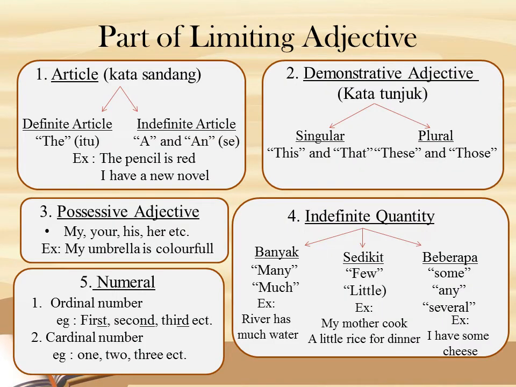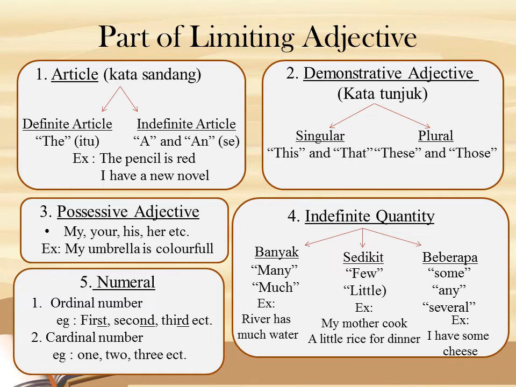Okay, next we learn about the parts of limiting adjectives. The first is article. There are only three articles and all of them are adjectives. They are the first, definite article, the, and the second, indefinite articles, a and an. They are used to discuss non-specific things and people. For example, the pencil is red. And the second example is, I have a new novel.